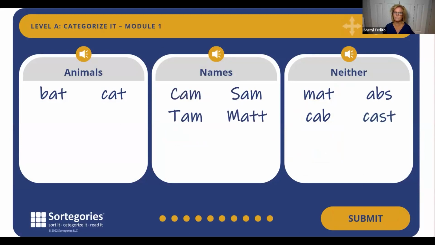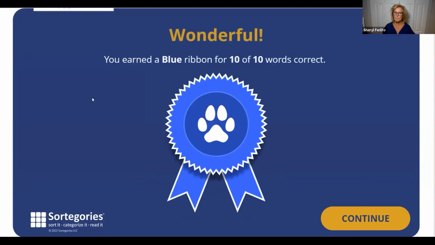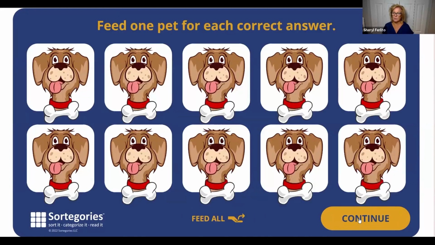Great job. All 10 words are correct. Wonderful. So in this case, you earned a ribbon. The kids will earn a ribbon, which they love. It's a dog ribbon because they chose dog. Click a pet to feed it. And when you are done, click continue. So then they get to feed pets, which we donate to rescue animals.